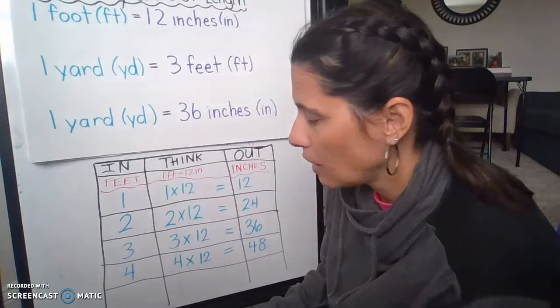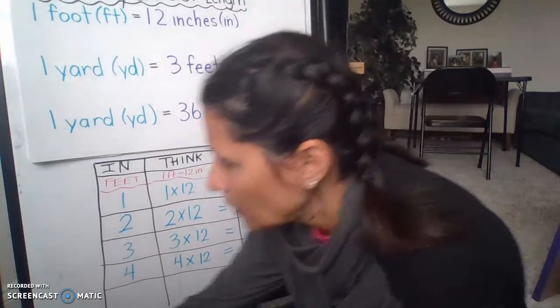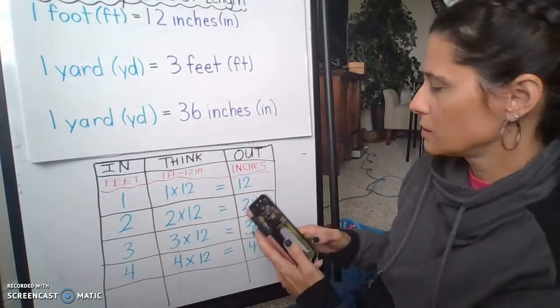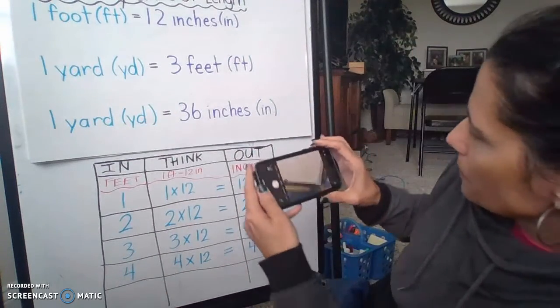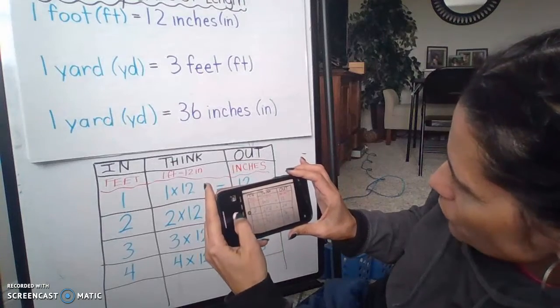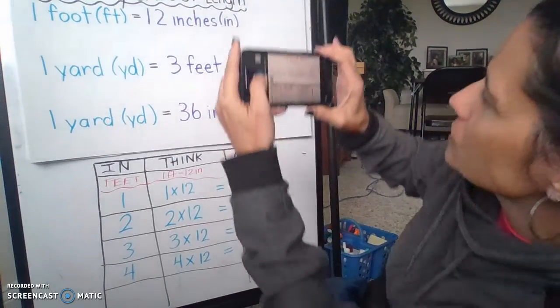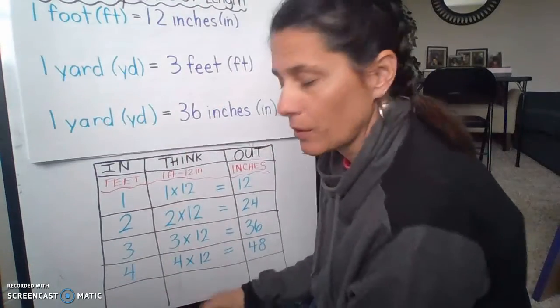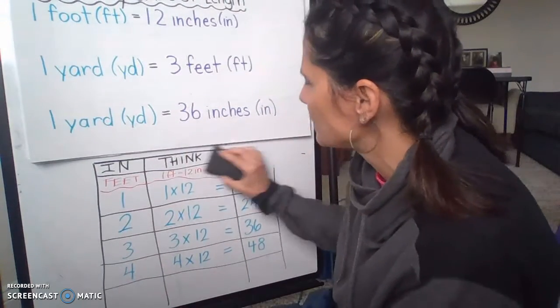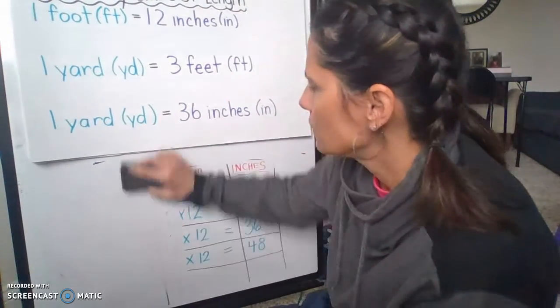So let me take a picture of all of this really fast before I erase it. That way you'll have two reminders, and I'll post them both. Okay, so now I'm going to erase, because now we're going to use that same thought process to find some other ones.